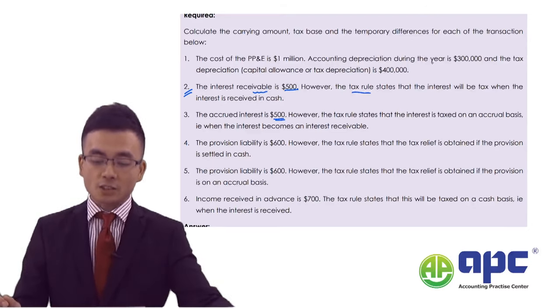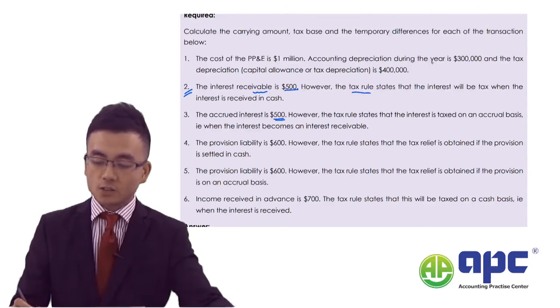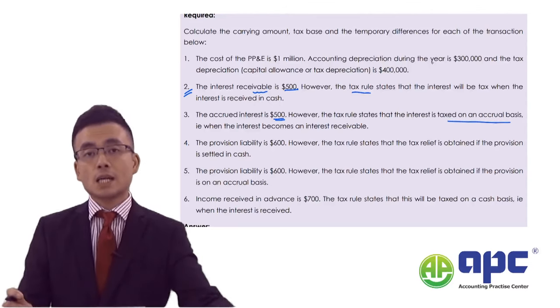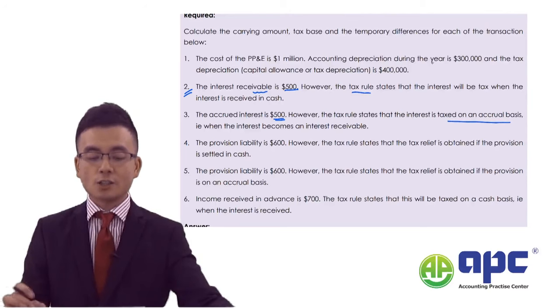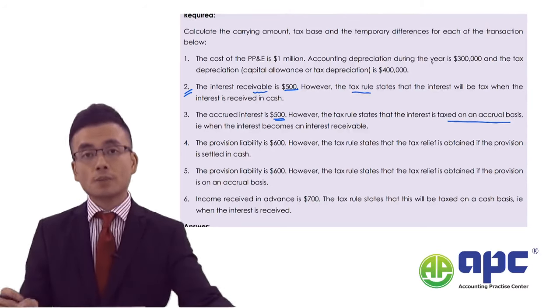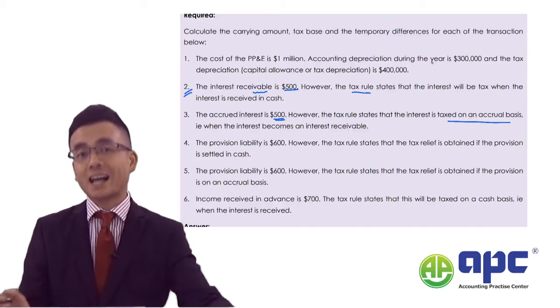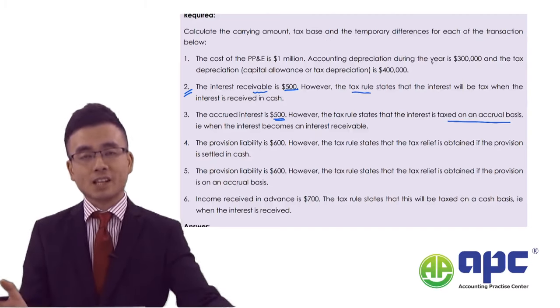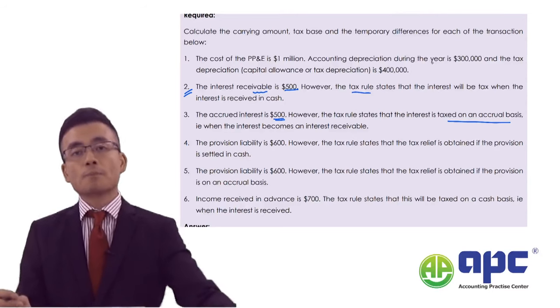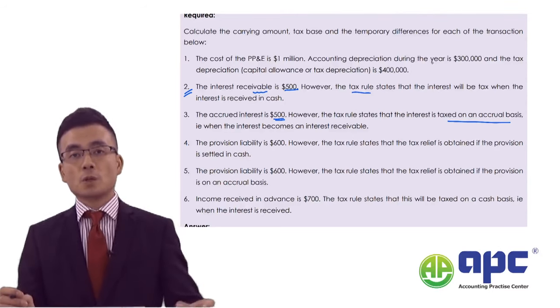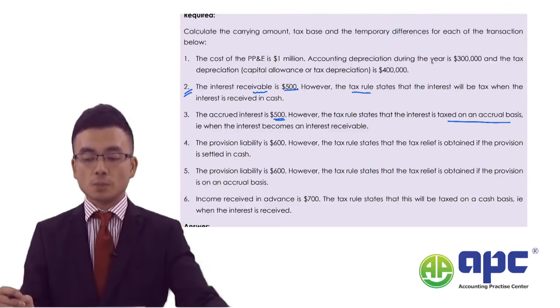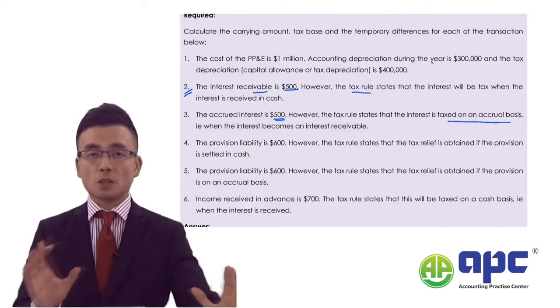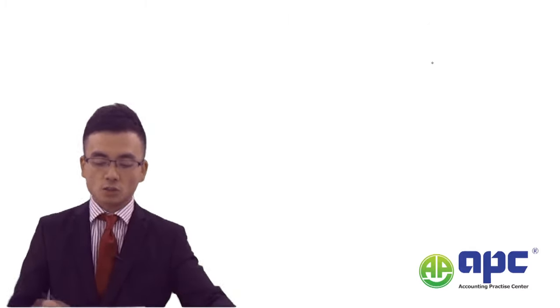But it says the tax rule states that interest is taxed on an accruals basis, which means we recognize the interest income worth $500 in year number one, it would be taxed or has already been taxed. And that's why, from a tax base point of view, the tax base would certainly be $500 because there will be no future tax consequences.